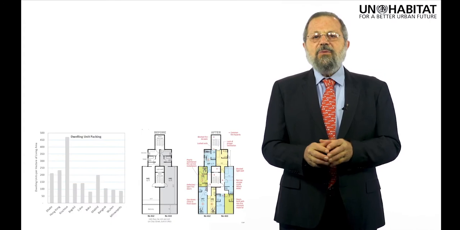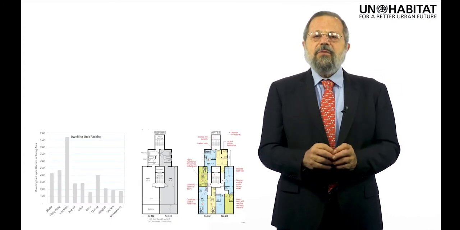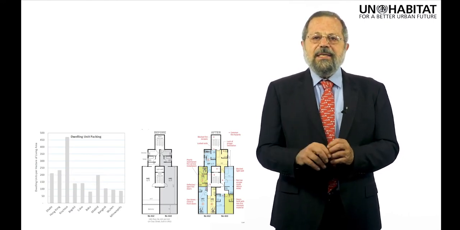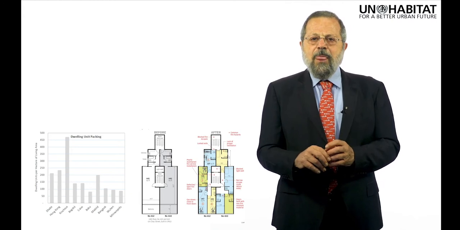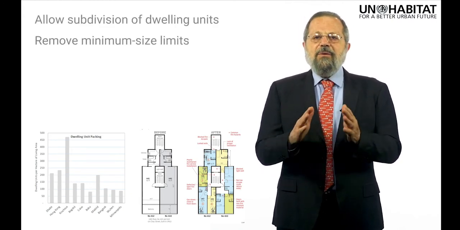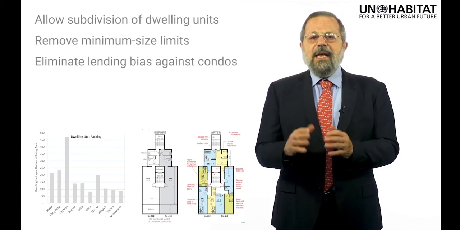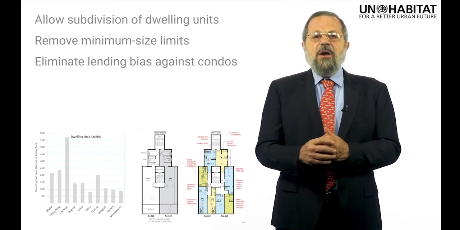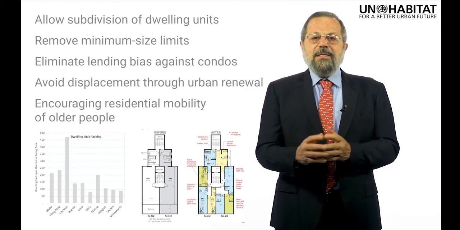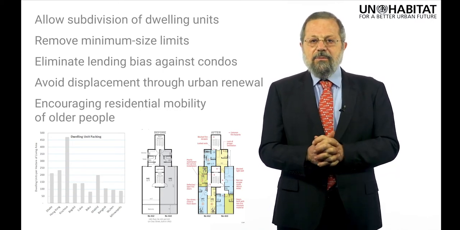We can increase dwelling unit packing by encouraging people to reduce their consumption of floor area per person and to refrain from increasing it as they become better off. We can do this by allowing the subdivision of dwelling units, by removing minimum size limits on apartments, by eliminating the lending bias against condos, by avoiding displacement through urban renewal, and by encouraging the residential mobility of older people.